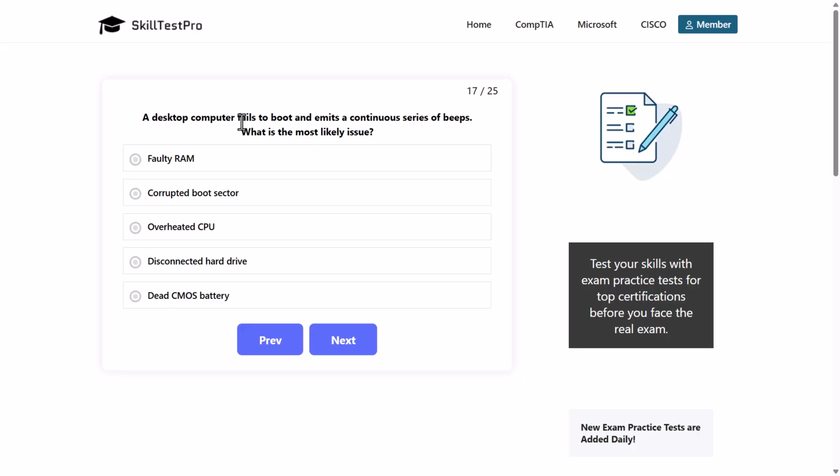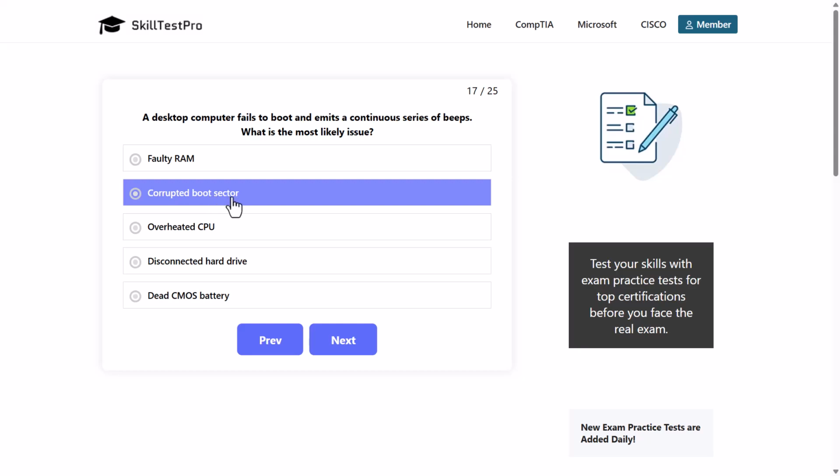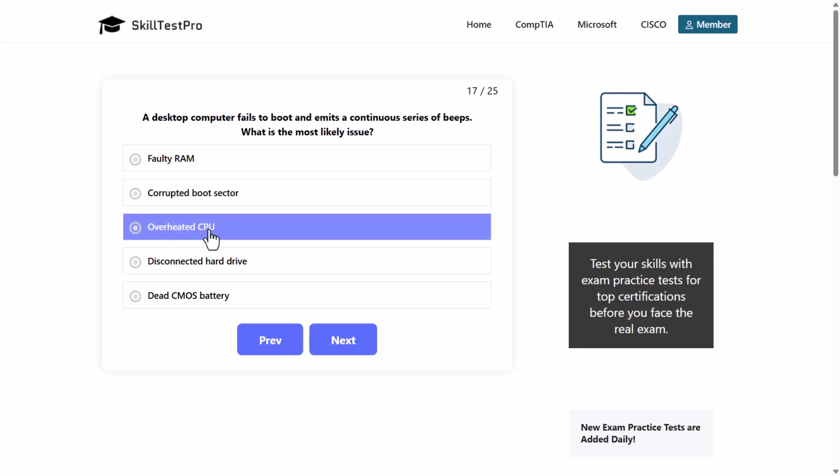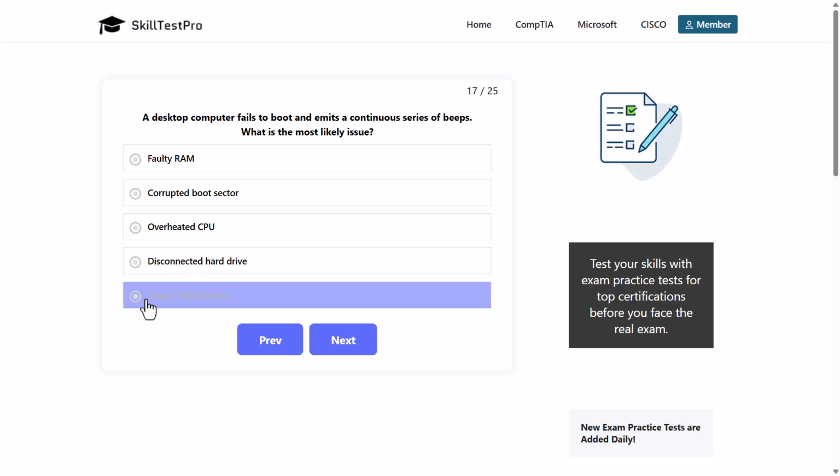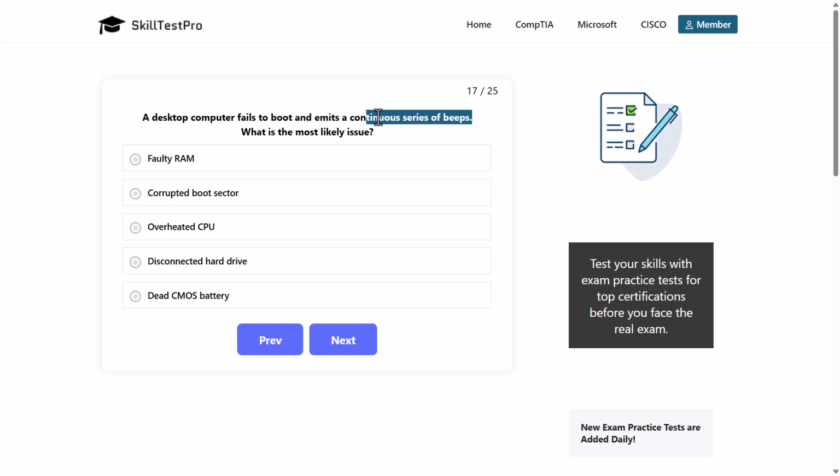A desktop computer fails to boot and emits a continuous series of beeps. What is the most likely issue? Faulty RAM, corrupted boot sector, overheated CPU, disconnected hard drive, or dead CMOS battery. And here the correct answer, if we are having a continuous series of beeps, that could be faulty RAM.